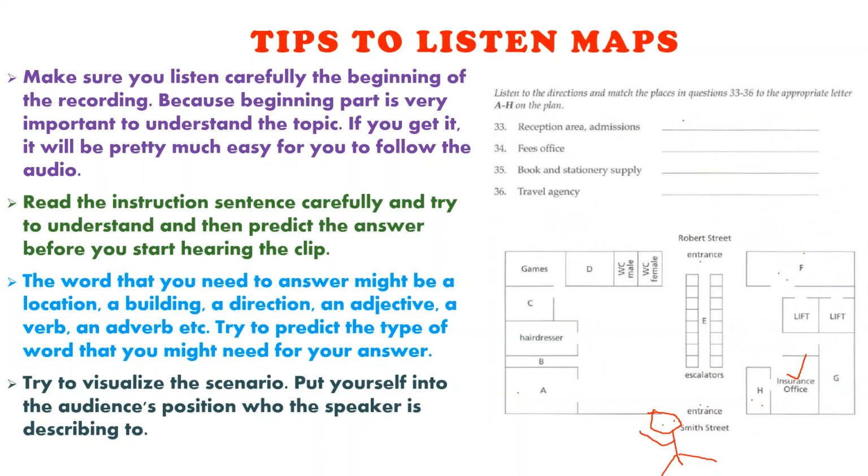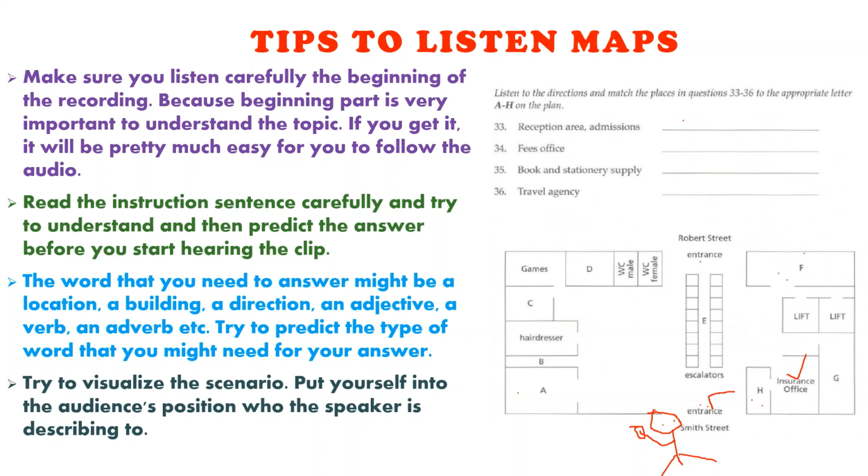So maybe I'm standing here at the entrance, Smith Street. So I know that I'm standing here. Now when you are hearing the recording, take the pencil in your hand. Okay, you think that this is your pencil. Take the pencil in your hand and start tracing yourself.